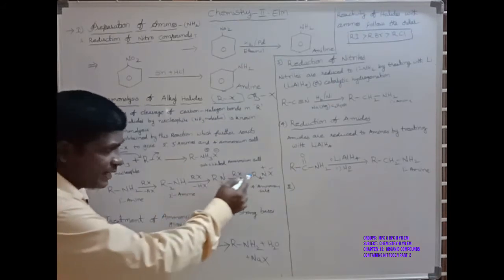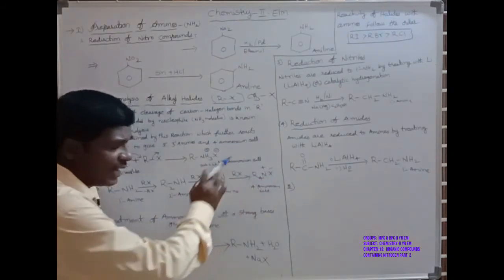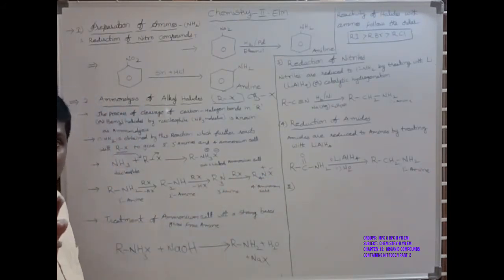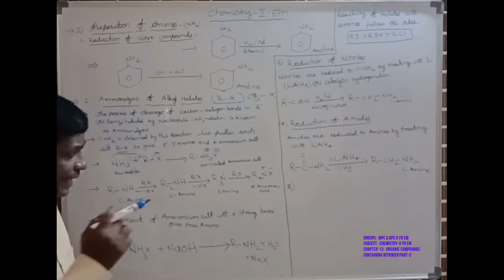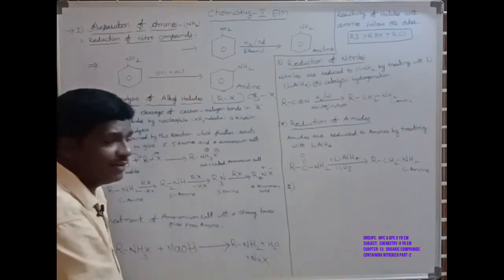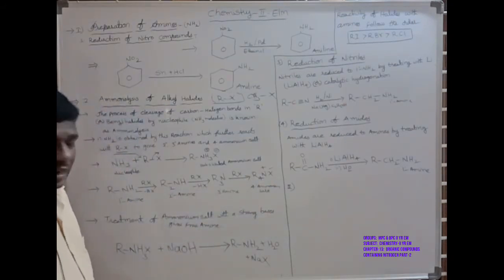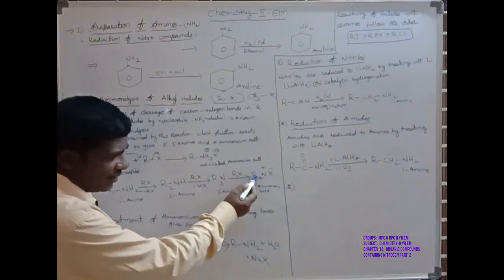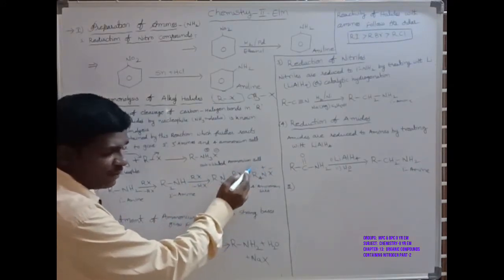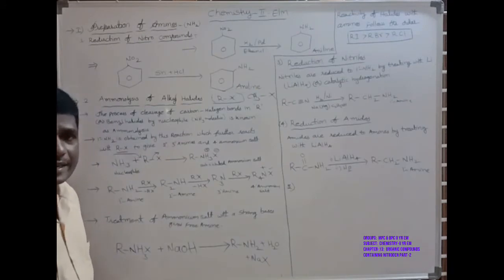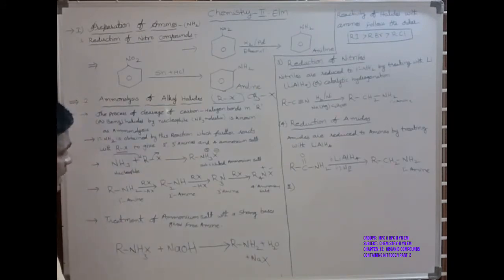Here the nitrogen atom is bonded with 4 alkyl groups and one halogen atom, forming the quaternary ammonium salt, R4N+ X-. It is also called a quaternary ammonium salt.